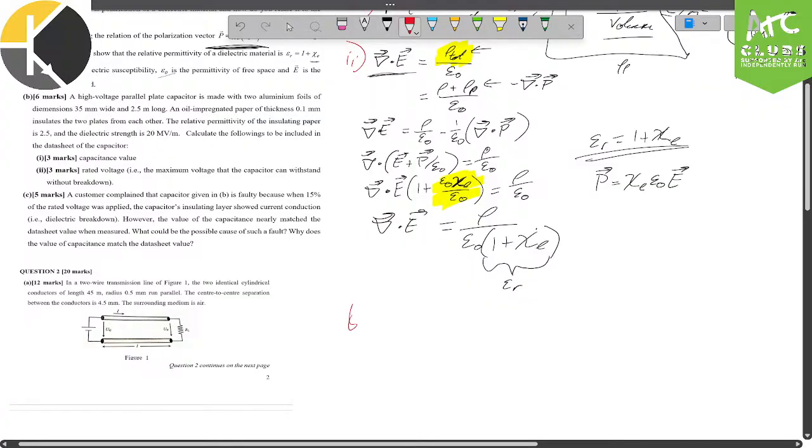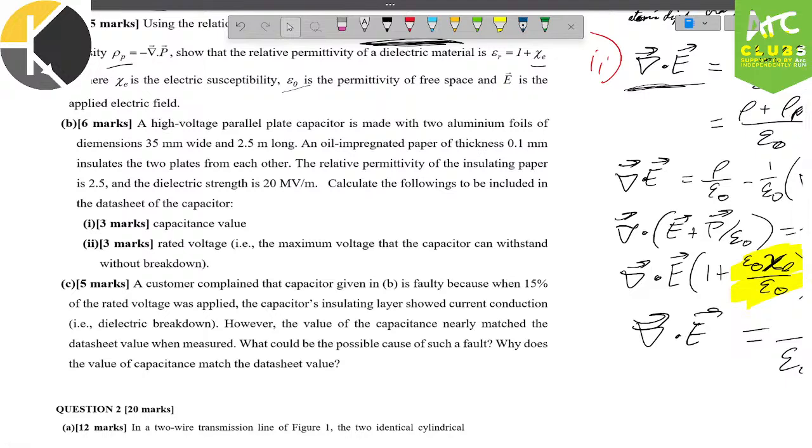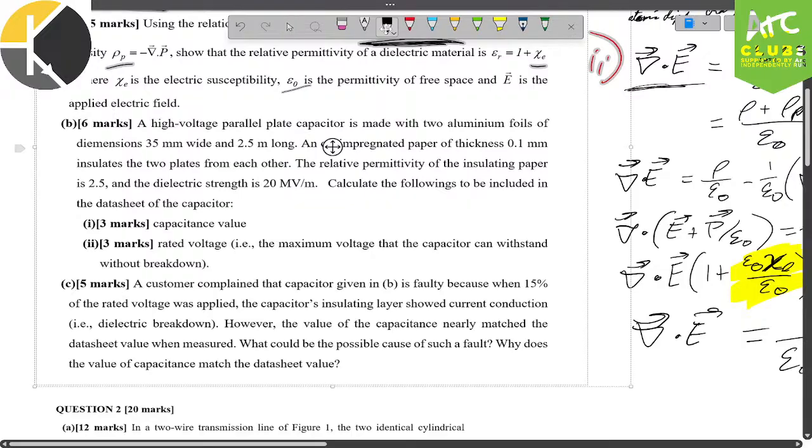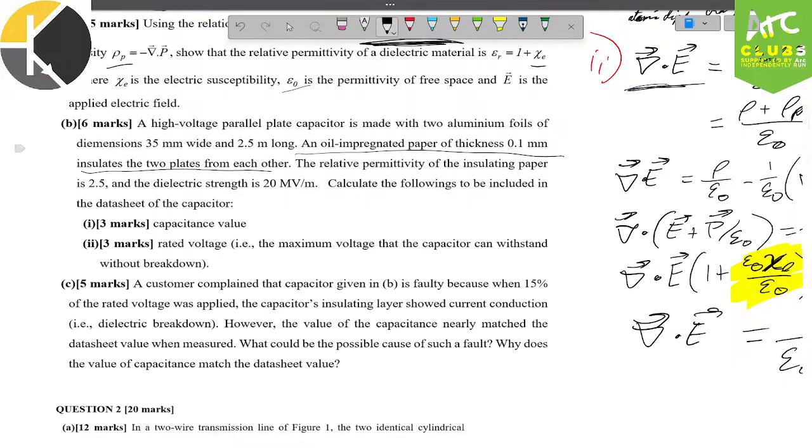Looking at question B, part I, we're given a parallel plate capacitor. We're given the dimensions of it, and there is also a certain paper that insulates the two plates. We're given the relative permittivity of the paper and the dielectric strength. Recall, dielectric strength is the maximum electrical field strength that can be passed through that medium without breakdown. So breakdown occurs as soon as you reach that.